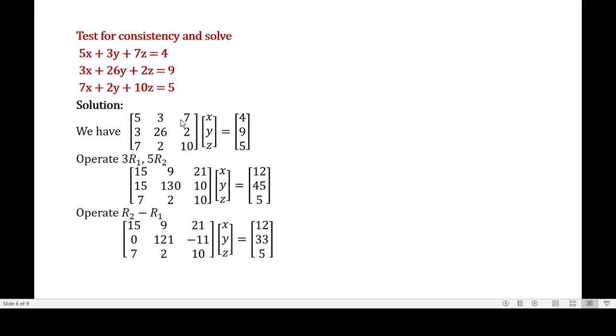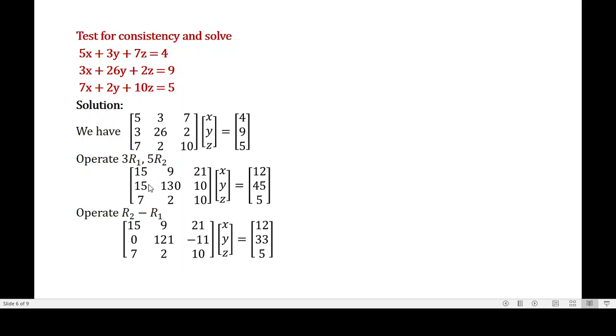Whatever row operations we perform on this side, we must perform the same on the right-hand side also. So 15, 9, 21, 12. Then the next row operation is 5R2. 5R2 gives 15, 130, 10, and 9 into 5 is 45. Okay. So we have a matrix 15, 9, 21, 15, 130, 10. Third row is not changed, so elements are as they are: 7, 2, 10 and then 5.